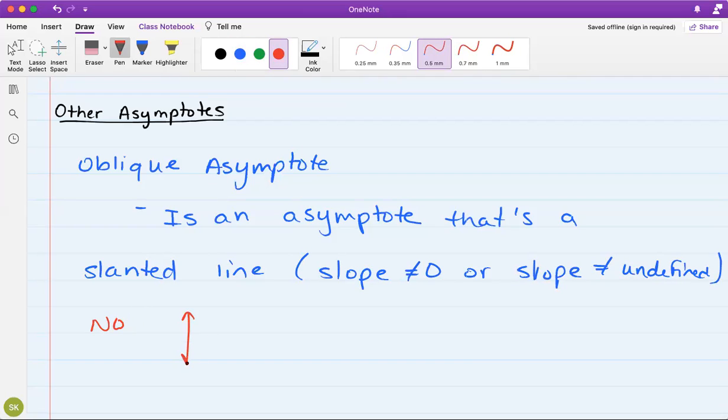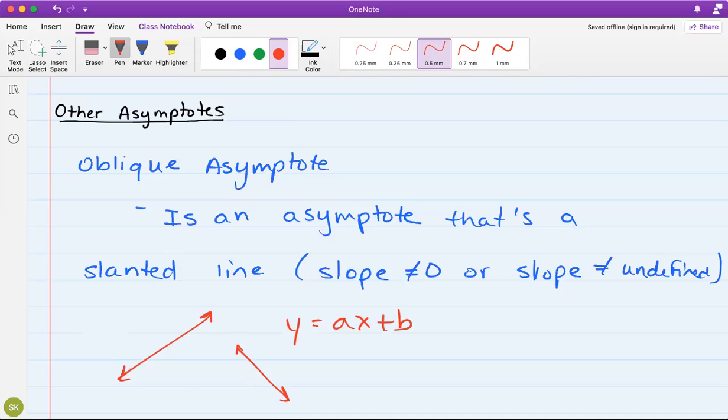It's not going to be a line like this or a line like this, because these are vertical asymptotes and these are horizontal asymptotes. The kind of line you're going to see is something like this, just like the equation y is equal to ax plus b. Here a is just not 0 or undefined. So it also could look like this, just some kind of slanted line.